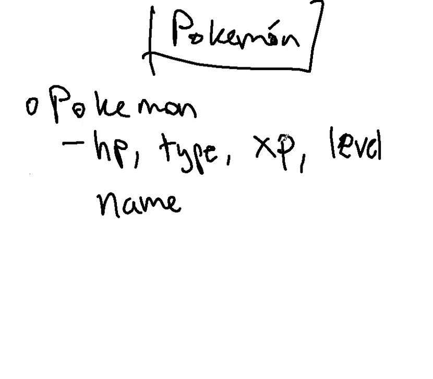The HP and the XP and the level, these are all integers. The type is actually a character, and name is a string. And what I'm going to do now is I'm actually going to show you not how to create a Pokemon class, but how to create just a class in general.